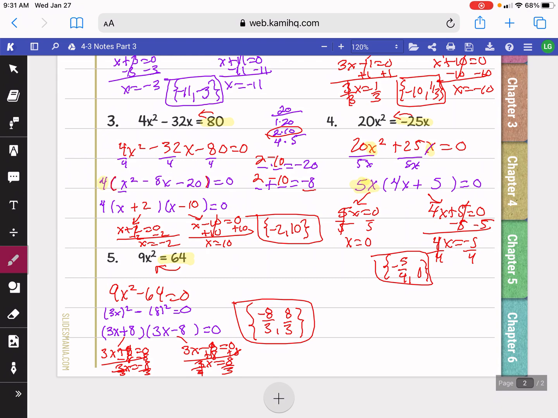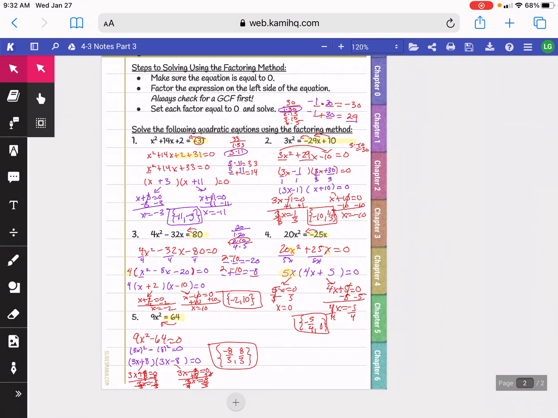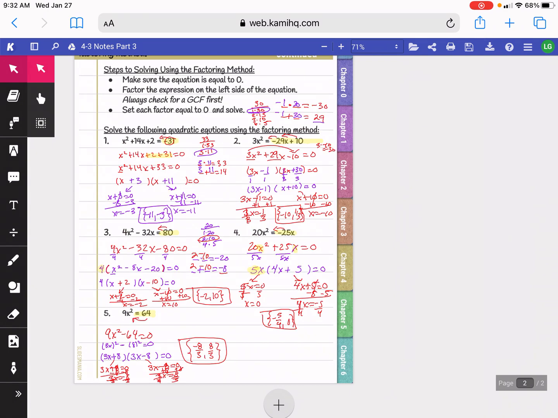So this is solving quadratic equations using the factoring method. Remember, you want to make sure your equation equals 0 first. There's a lot of ways we learn to factor. So always check if you see a greatest common factor, because if you do, you're going to want to take that out first. If it's a trinomial, you can use the method with the blanks. Blank times blank, blank plus blank. If it's a binomial, check for a greatest common factor. If that doesn't work, look for a difference of squares.